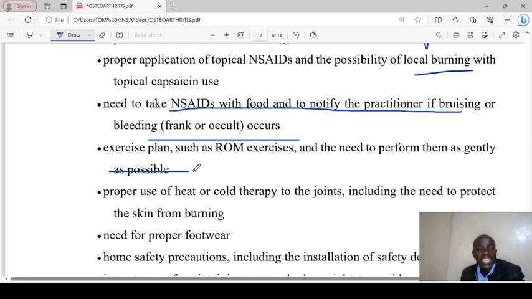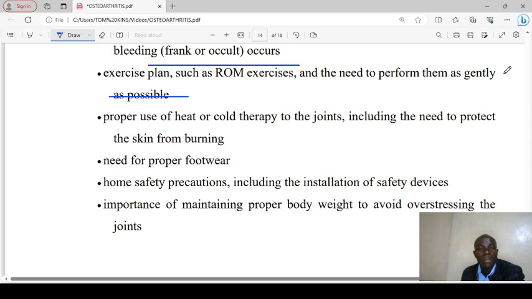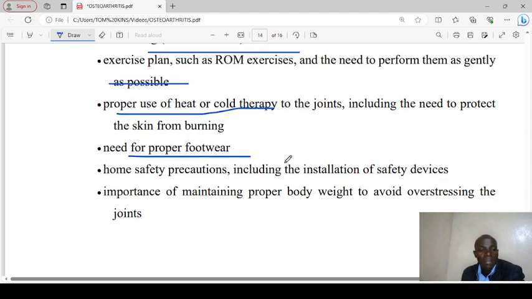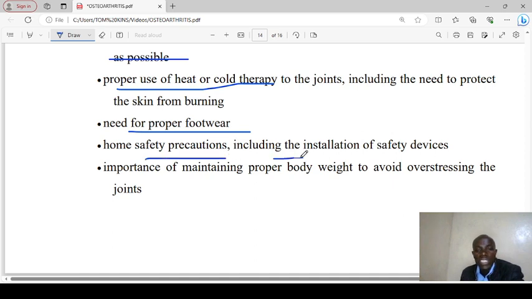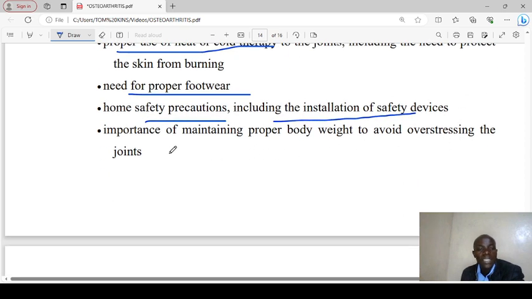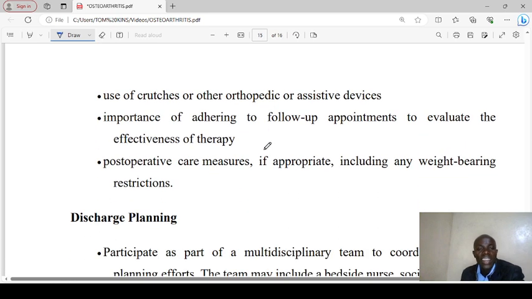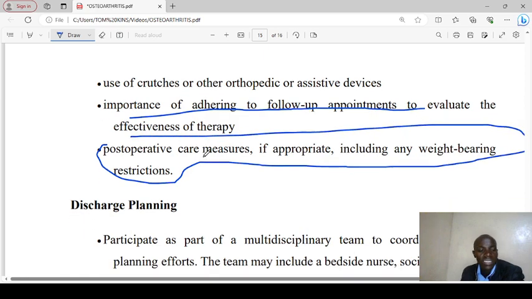Also need to do exercise plans such as the ROM exercise, and they need to perform them gently. Proper use of heat to the joints, including the need to protect the skin from burning, the use of proper footwear, home safety precautions, including installation of safety devices, importance of maintaining proper weight to avoid overstressing the weight-bearing joints. Okay, use of crutches and other orthopedic or assistive devices. Also talk about the importance of adhering to follow-up appointments to evaluate the effectiveness of the therapy. And lastly, the post-operative care measures, if appropriate, include any weight-bearing restrictions.